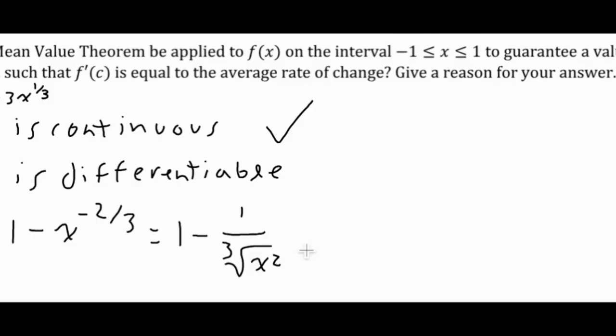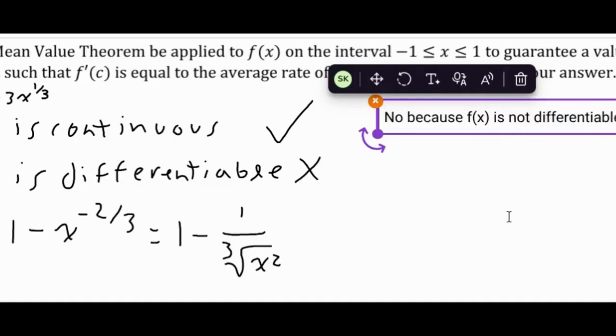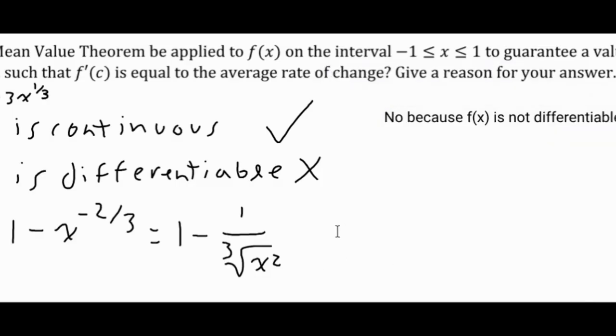So we know that f of x is not actually differentiable on the interval. So we can go ahead and answer the question. Remember, the question is asking us, can the mean value theorem be applied? Not what the value of c is. So it's just a yes or no question. And we can go ahead and answer, and we can say no, because f of x is not differentiable at x equals 0. There we go. That's the FRQ done.